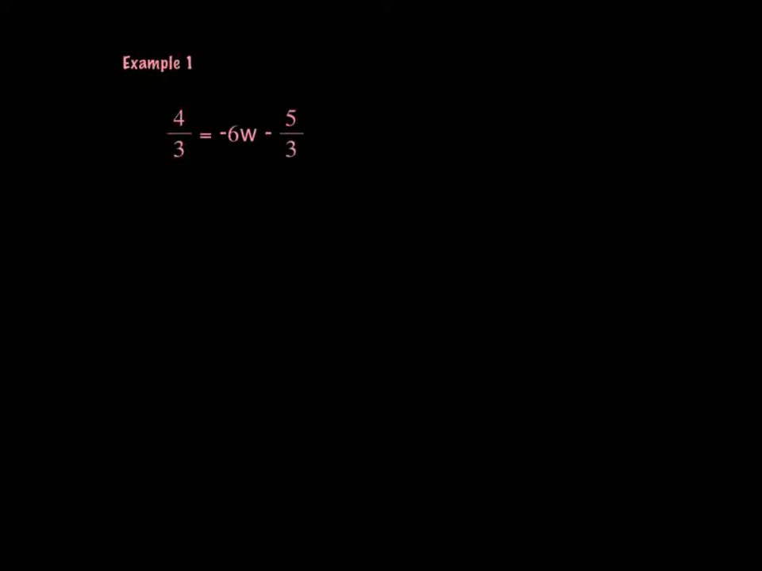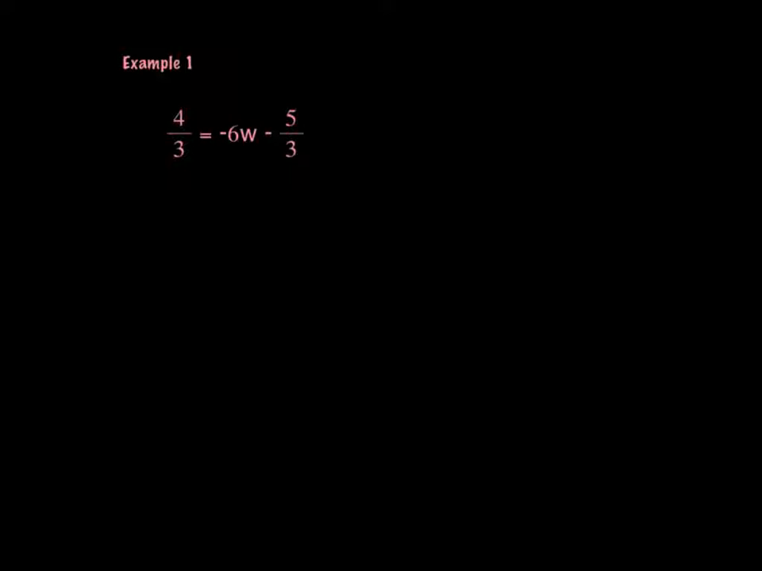Okay, so for this first example, we've got 4/3 equals negative 6w minus 5/3. Ooh, okay. Just like before, our goal is to get w by itself. In this case, the variable is w. So we're going to want to get rid of the minus 5/3 over on the right-hand side. And so to do that, again, just like before, we're going to add 5/3 to both sides.